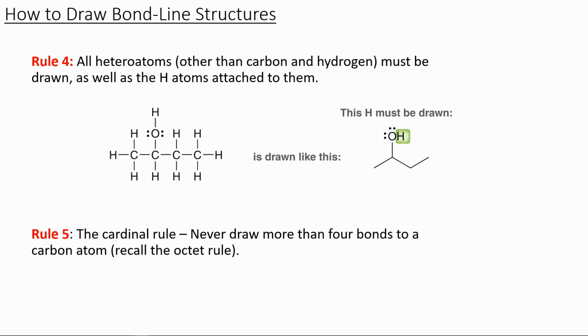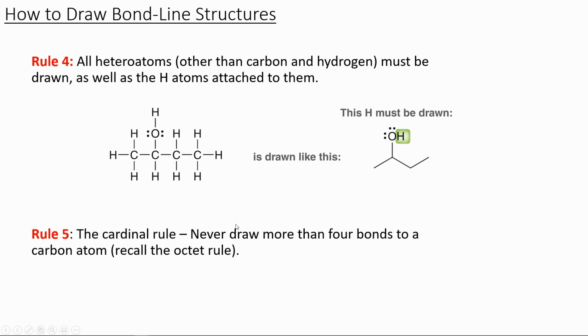When we're writing bond line structures, we can imply all of the carbon atoms, and we can imply all of the hydrogen atoms attached to the carbon atoms, but we must draw out heteroatoms and the hydrogens attached to heteroatoms. So anytime we have an alcohol, the functional group which contains an oxygen bound to a hydrogen, we must draw out both the oxygen and the hydrogen, as well as the lone pairs attached to the oxygen.